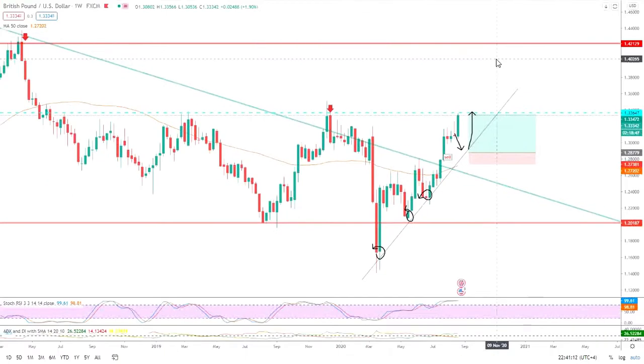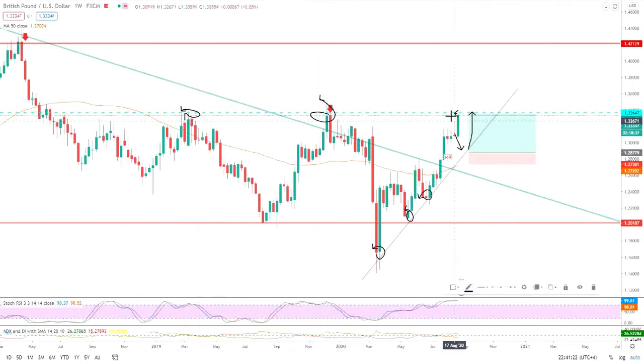This is sterling versus US dollar, and the price has reached a pinnacle point. When I say pinnacle point, it is a point where price has resisted before and shorted.